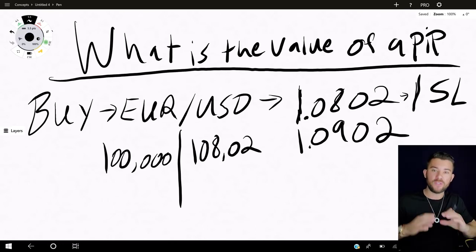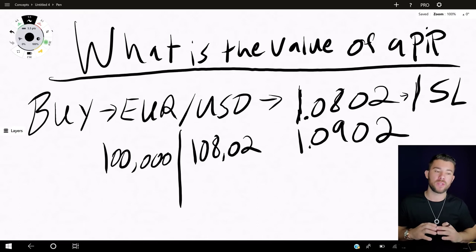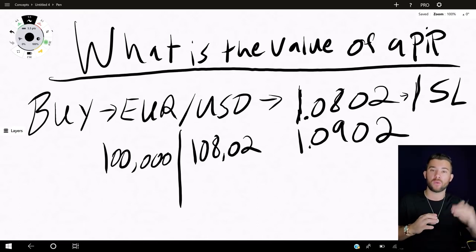Your broker gives you that 100,000 euros. They get $108,020 from you, from your account. Then you are holding that 100,000 euros, waiting on the market to either rise or fall, waiting on the euro dollar to either rise or fall.